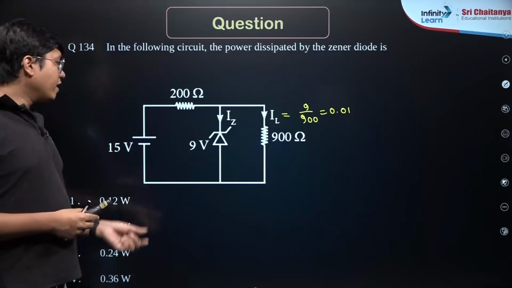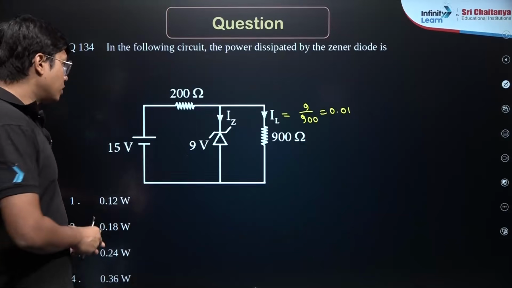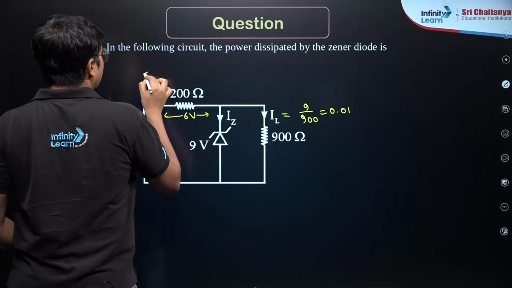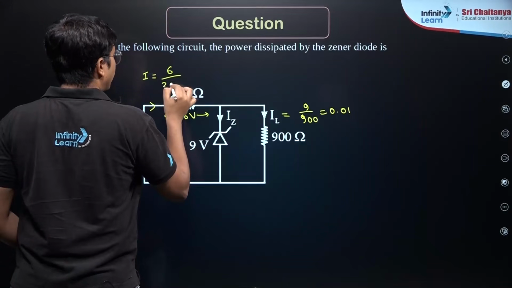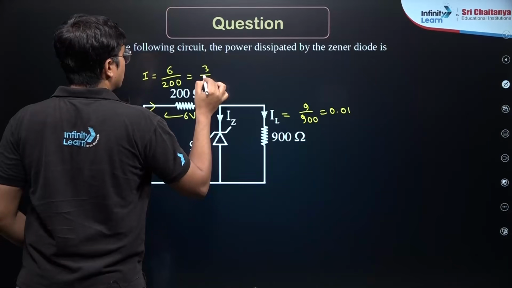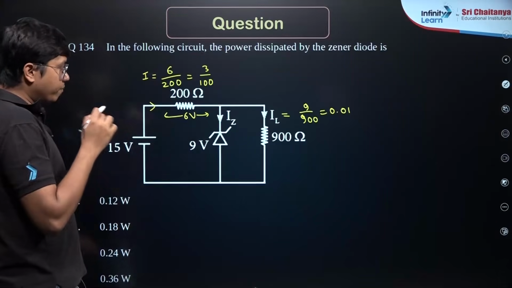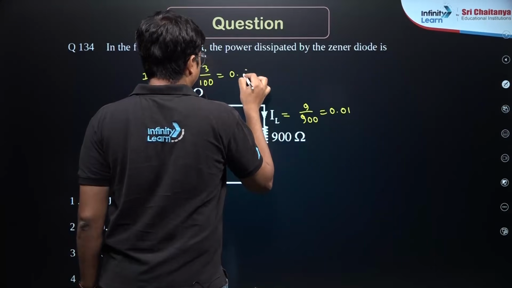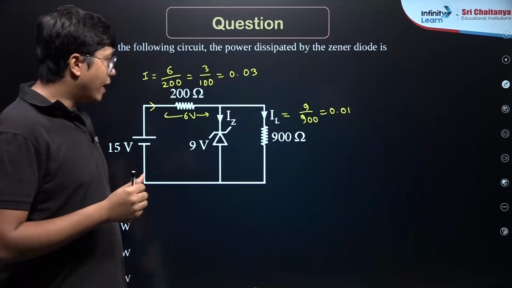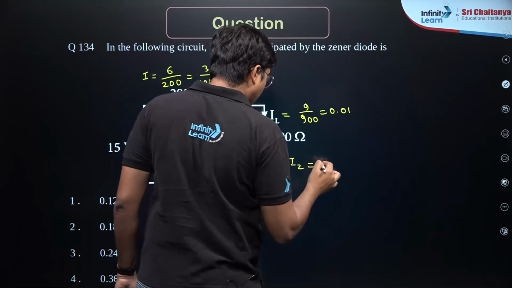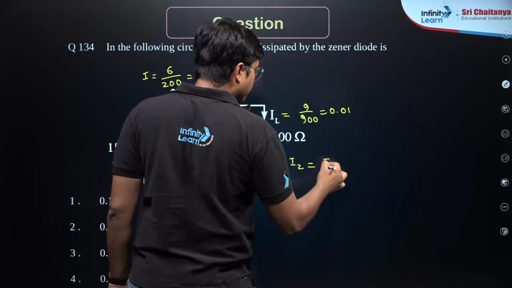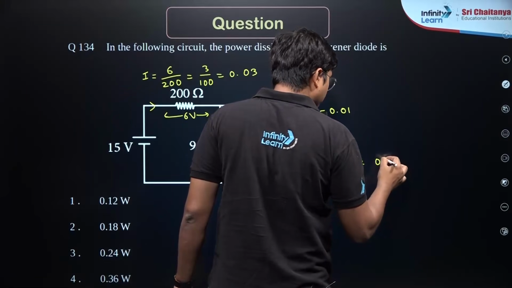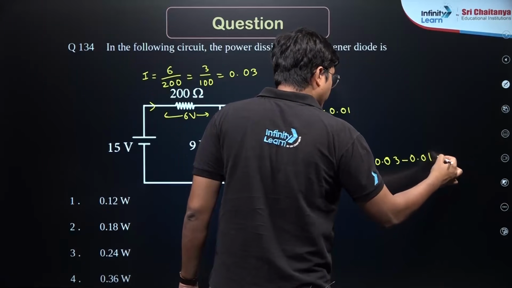Over here, 15 volt, out of that 9 volt is used up here. So this basically gets access to just 6 volt. So here, let's call it I, that is 6 divided by 200, which is basically 3 by 100, which is 0.03. So the current IZ is basically I minus IL, which is 0.03 minus 0.01, which is 0.02.